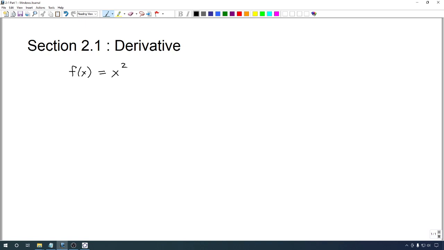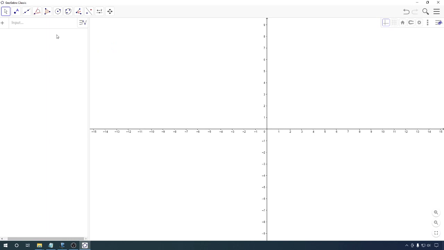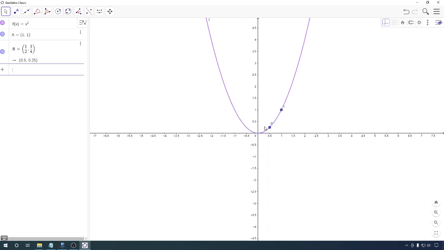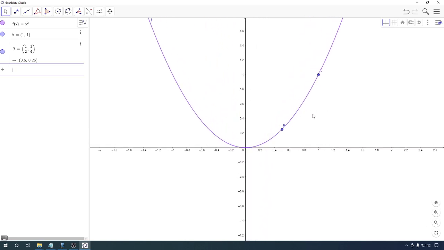We know what that function looks like, but we're going to go ahead and graph it, just so we can get an accurate graph of what we're dealing with. If we look at various points on this graph, I'm just going to take the point (1, 1), because that's a nice, easy point. I'm going to pick another point, (1/2, 1/4). So 1/4 is the square of 1/2, so it's a point on this graph. I'll zoom in on those.